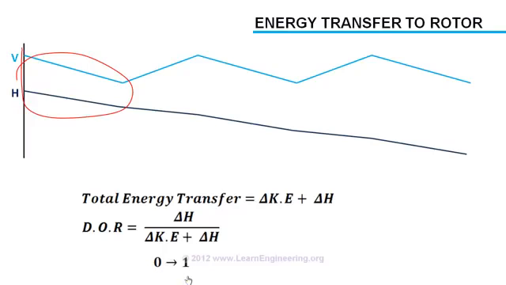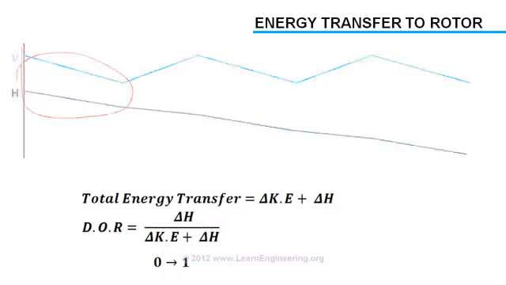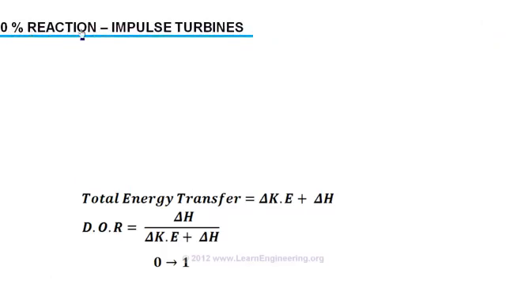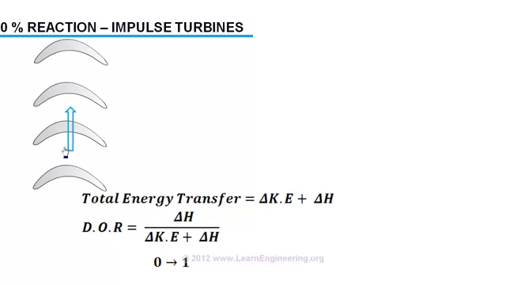Suppose for a turbine the degree of reaction is 0, then such turbines will be known as impulse turbines, or 0% reaction turbines. In such cases the enthalpy energy change across the rotor will be 0, and energy transfer will be purely due to kinetic energy change. Blades of an impulse turbine will look like this. Here fluid actually hits the blade and produces the force. Or force is produced on blades due to pure impulse action of steam.